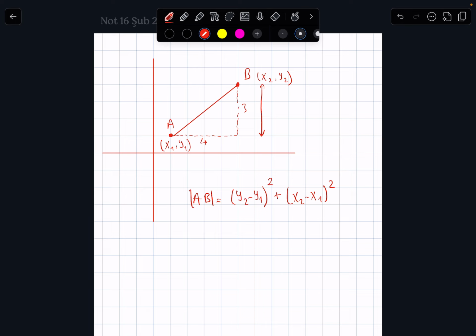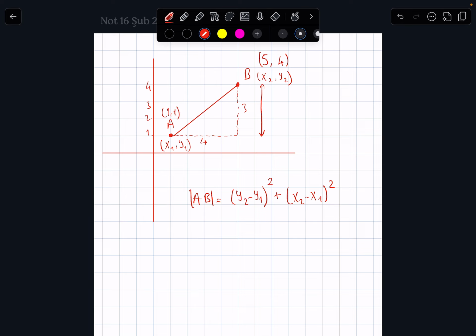What's the coordinate of B? Let's write it. The x represents the x-axis. 1, 2, 3, 4, 5, right? X is 5. And y is 1, 2, 3, and 4. This is representing B. And for A, it is 1 and 1.